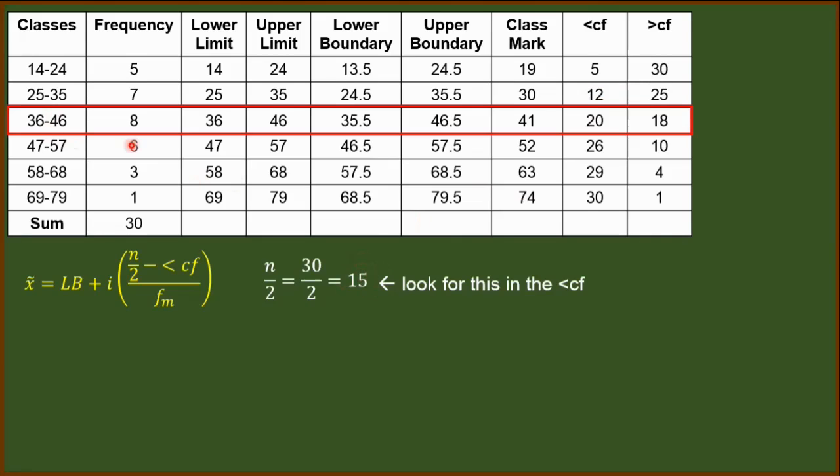The class that I highlighted is what we will refer to as the median class, simply because it is the class where we can find the median. And recall, this will be the basis for the LB, f sub m, and less than CF. LB here, as I have defined in the previous slide, is the lower boundary of the median class. So applying that here, the lower boundary of the median class, meaning LB, is 35.5.